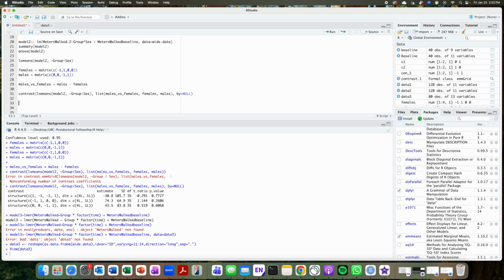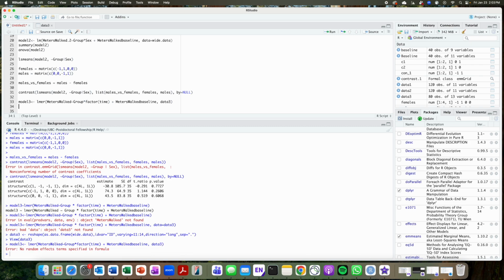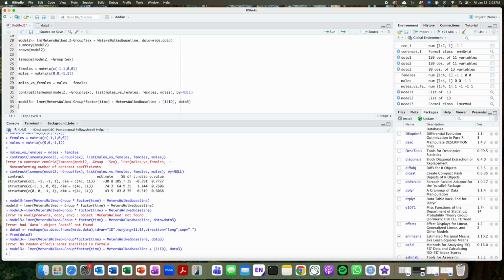So to do that, we're just going to come up with this model, and we're going to use the package lmer. And again, we're just looking at group by time. So time is being treated as a factor here. And then we're only going to include baseline in our model. Okay, and then we're just going to look at data 3 because that's our data that is time varying. And again, we're including the random intercept within our model. Okay, so we now have that model.